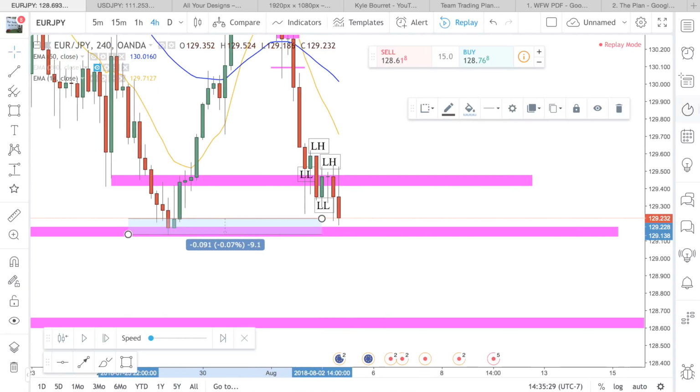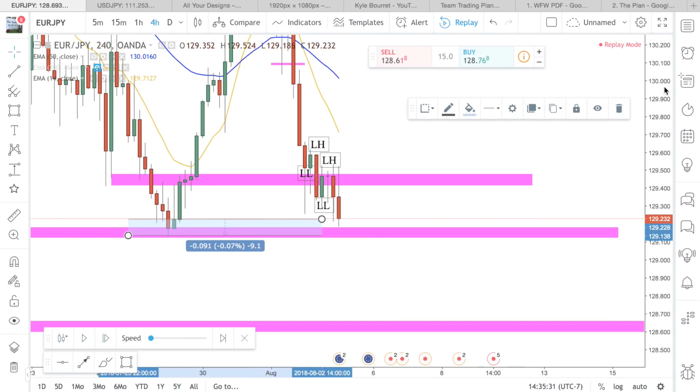What I want to go to now, now that we've decided we're going down, is the 15-minute time frame. It's going to erase everything. You're going to see what price already did, and then we can go in and identify the structure on that lower time frame.